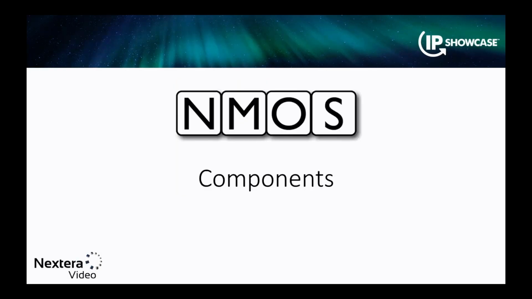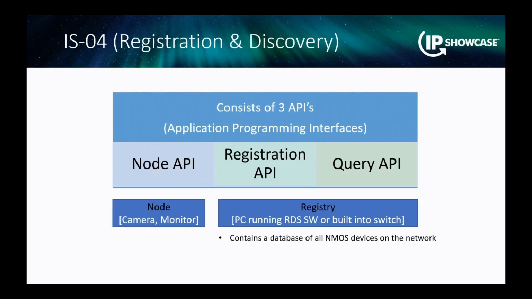Okay, so let's dig in a little bit on the components of NMOS in a bit more detail. I've given you the top level overview, but we'll give just a little bit lower level. So the first part of it is ISO4. That's the registration piece. That's the one that says, hey, I'm identifying myself as a device. That's the node API. That means an individual piece of equipment would speak this language, this thing called a node API, and it would talk to the registration API, which is in this registry, this file system, this table that's keeping all the information. And it says, hey, I'm a camera.